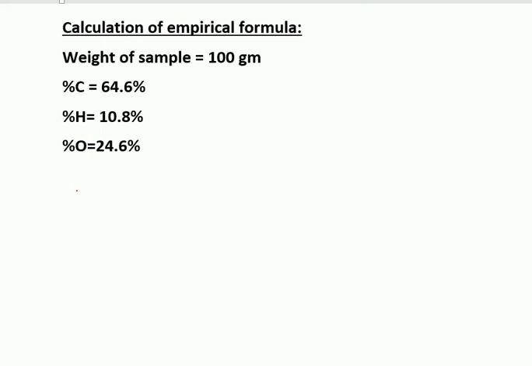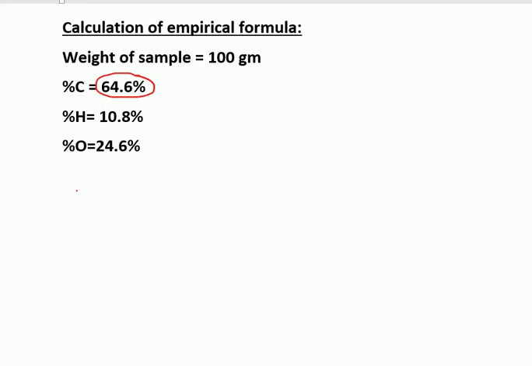So first, calculate the grams of carbon present. If we have taken a 100 gram sample for the analysis, then the percentage means the amount in grams present. For example, 64.6% in 100 gram means 64.6 gram in 100 gram of sample, and hydrogen 10.8 gram in 100 gram of our sample, and similarly oxygen 24.6 gram in the given organic compound, and the total comes out to 100 gram.